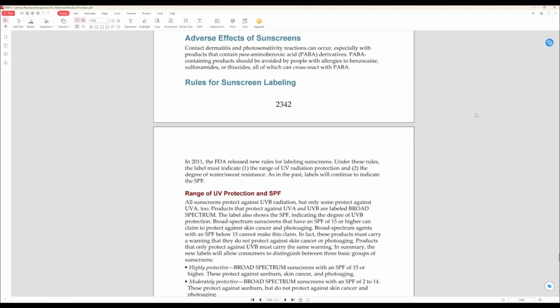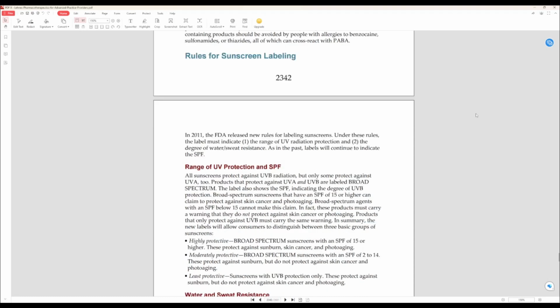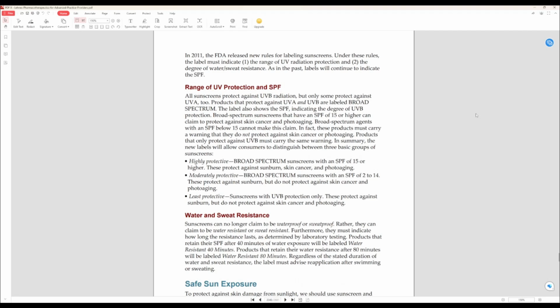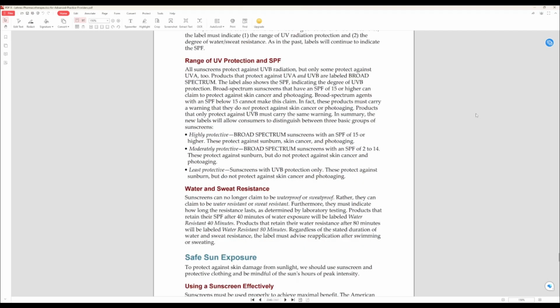So, rules for sunscreen labeling. In 2011, the FDA released new rules for labeling sunscreens. Under these rules, the label must indicate the range of UV radiation protection and the degree of water and sweat resistance. In the past, labels would indicate just the SPF.